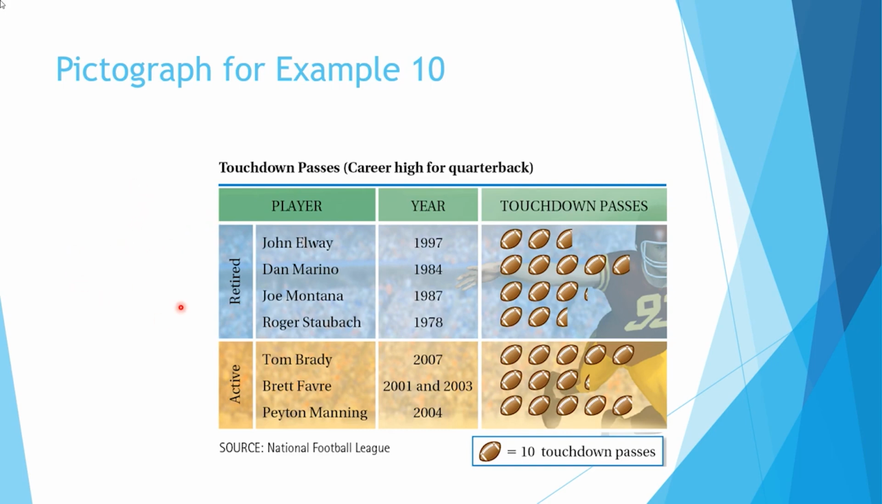So, anyhow, if you look at this, it shows you John Elway, Dan Marino, Joe Montana, Roger Staubach, Tom Brady, Brett Favre, and Peyton Manning. And then it shows you the year, and these are career highs for them. And then it shows you the number of touchdown passes.